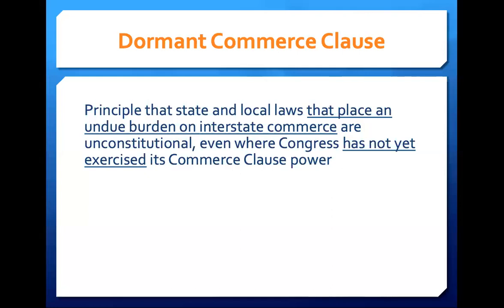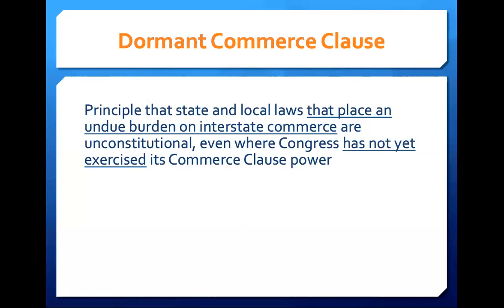So just to help us distinguish between the Commerce Clause and the Dormant Commerce Clause, to make sure we understand, the Commerce Clause is the provision in the Constitution that empowers Congress to act in regulating interstate commerce. The Dormant Commerce Clause, on the other hand, is a principle that is not stated explicitly in the Constitution, yet acts as a limitation on what kinds of regulations states and local governments can make that can have an impact on interstate commerce.